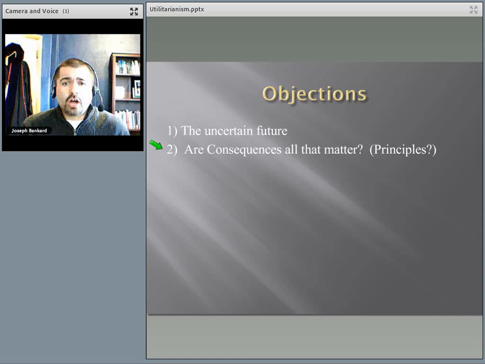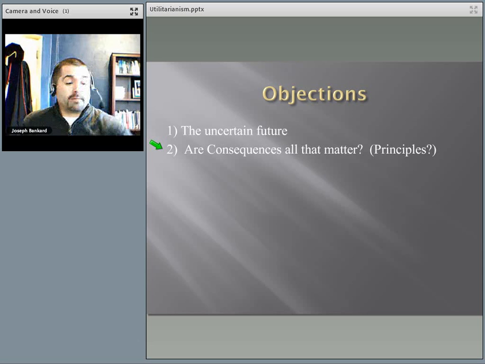Are consequences all that really matter, right? Do we want to incorporate moral principles, moral rules or universals that might help us, like don't steal, don't lie, other things, or are we really only going to care about consequences? Do intentions matter? That I intended to follow the principle of utility, right?